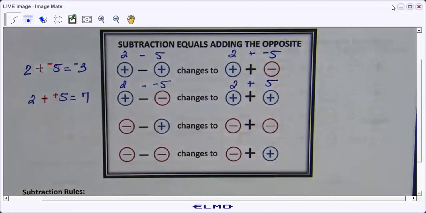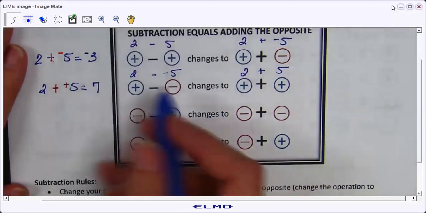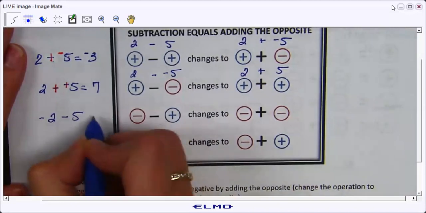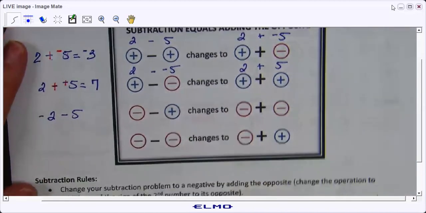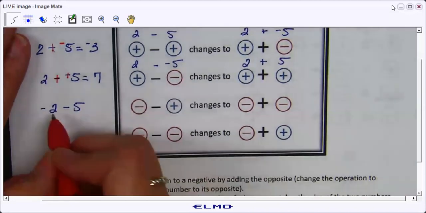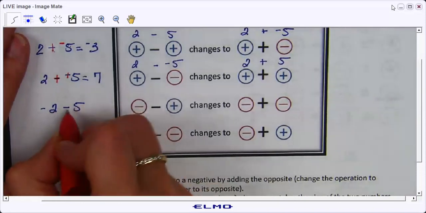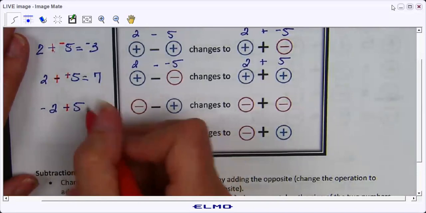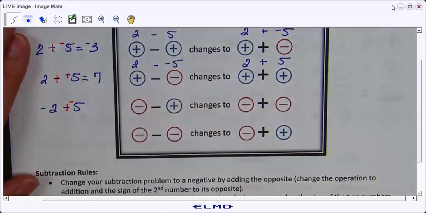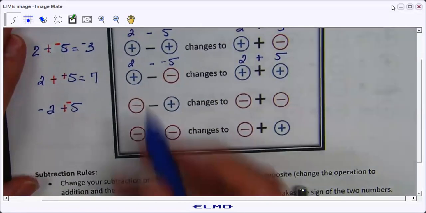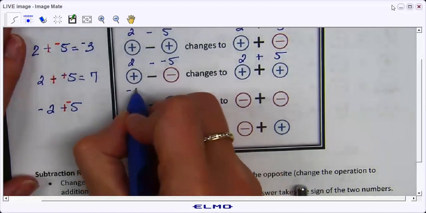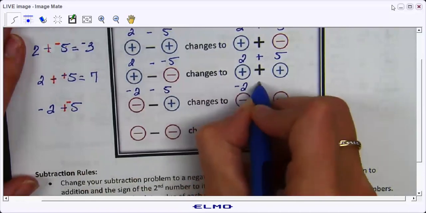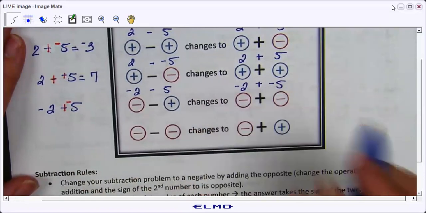Okay, let's do this next one. What if I had a negative number minus a positive number? Same rule. Keep the first number, change the operation to subtraction. Now I have a +5, so I'm going to change it to a -5. So I go from -2 minus 5 to -2 plus a -5.